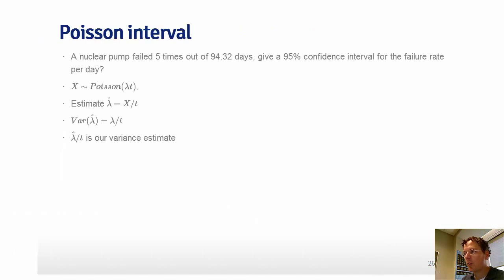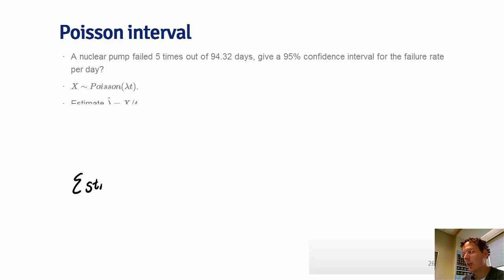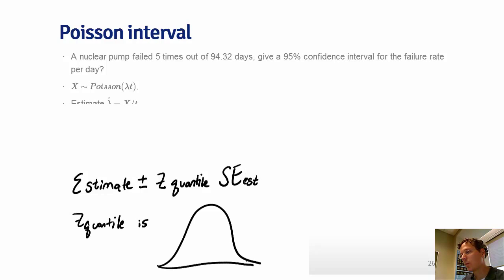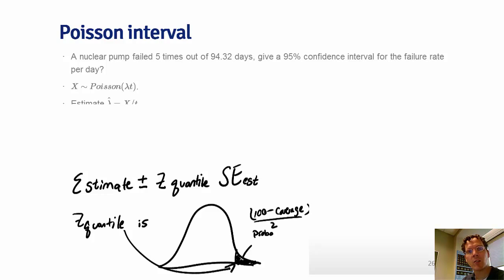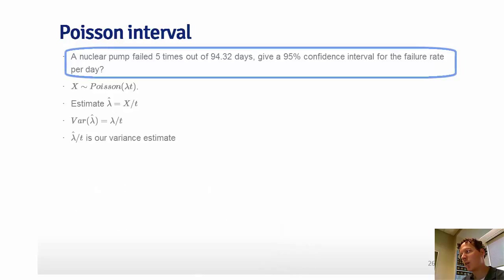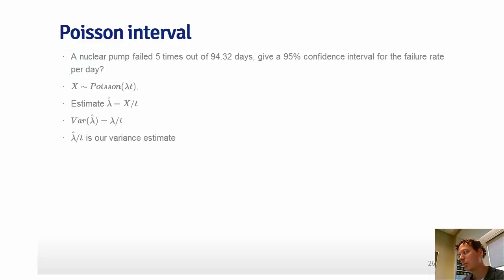Let's create a Poisson interval using the estimate plus or minus normal quantile standard error of an estimate formula. This is based on the central limit theorem, though it's maybe a little less clear how the central limit theorem is applying in this case. I'll talk about that a little bit in a minute. So let's talk about a nuclear pump that failed 5 times out of 94.32 days. Give a 95% confidence interval for the failure rate per day.